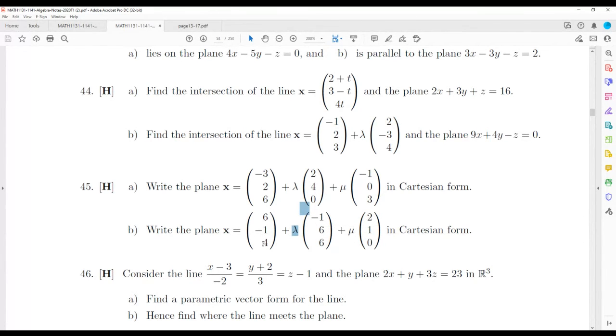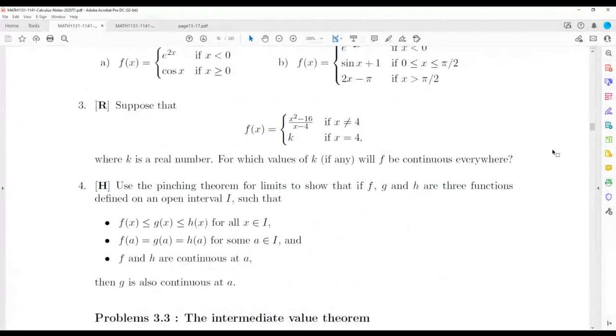In this case, z equals 4 plus 6 lambda. You isolate the lambda and put it into the middle equation, and then you isolate the mu and put it into the first equation. That'll give you the Cartesian form. Okay? All right, let's switch over.